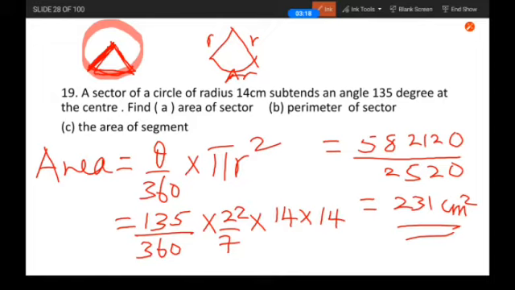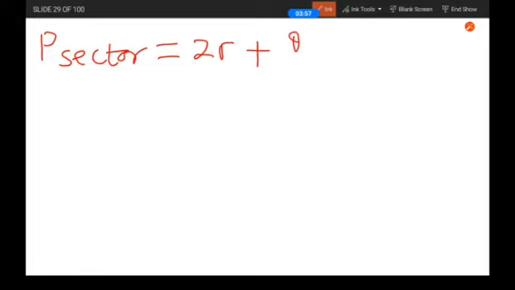Now, the second question says, find the perimeter of the sector. Like I said before, you have to know what you are dealing with before you can solve the question correctly. Is that okay? Good. Now, perimeter means going around the shape, and the shape is a sector. So we have radius plus length of an arc. So let's do that together. Perimeter of a sector is equal to 2 radii plus arc, theta over 360 times 2 pi r.